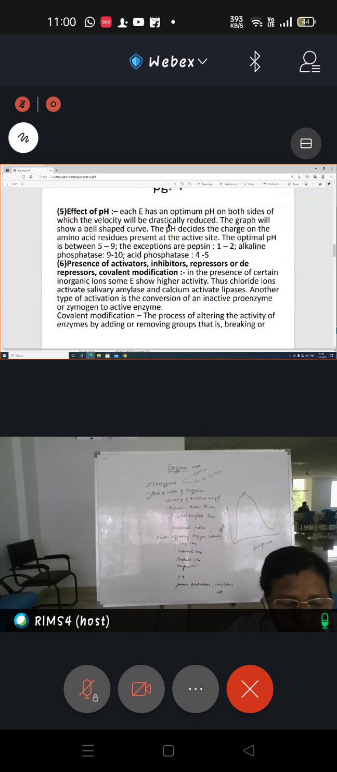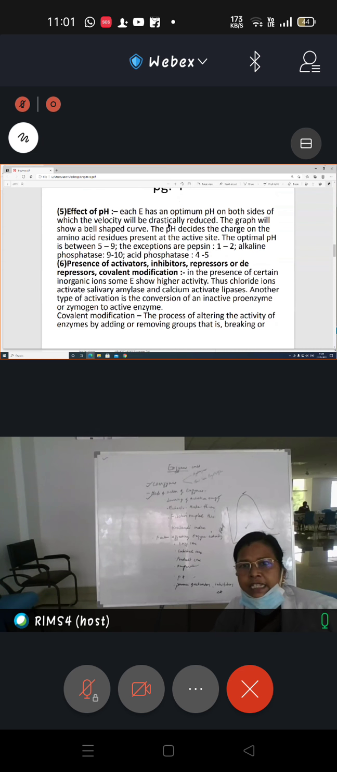Now, what is the effect of pH? For pH also, the graph is bell-shaped, which means there is an increase in activity with the increase in pH, and then again the activity decreases. So different enzymes have different optimal pH.